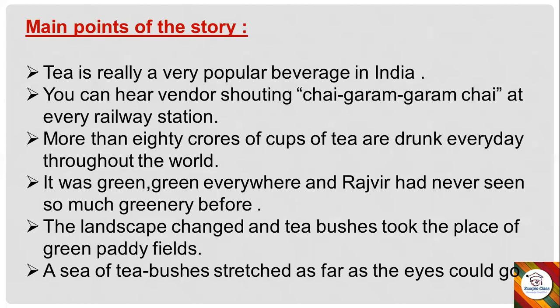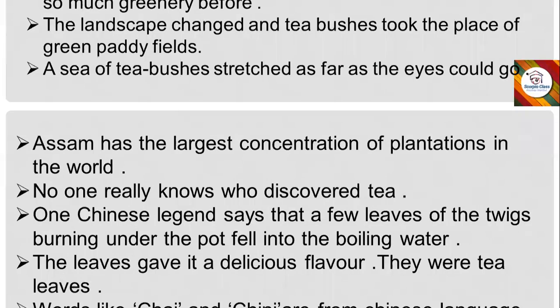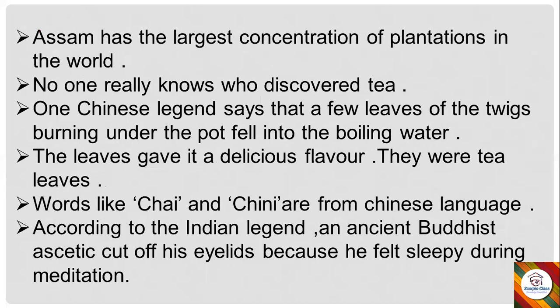It was green everywhere, and Rajveer had never seen so much greenery before. The landscape changed and tea bushes took the place of green paddy fields. A sea of tea bushes stretched as far as the eyes could go. Assam has the largest concentration of plantations in the world.